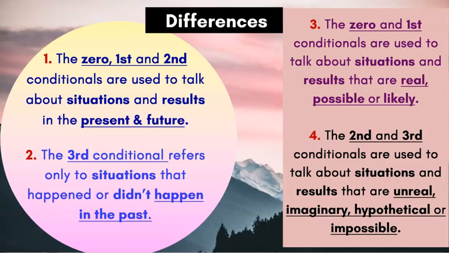The zero and first conditionals are used to talk about situations and results that are real, possible, or likely, whereas the second and third conditionals are used to talk about situations and results that are unreal, imaginary, hypothetical, or impossible. So the zero and the first conditional are often referred to as the real conditionals, and the second and third are often referred to as the unreal conditionals.